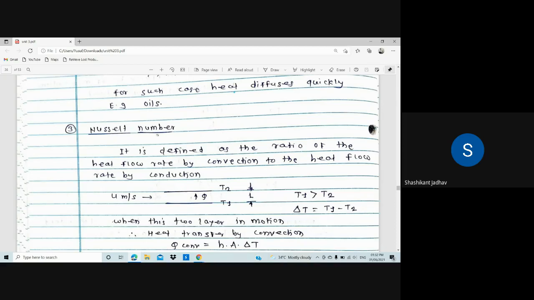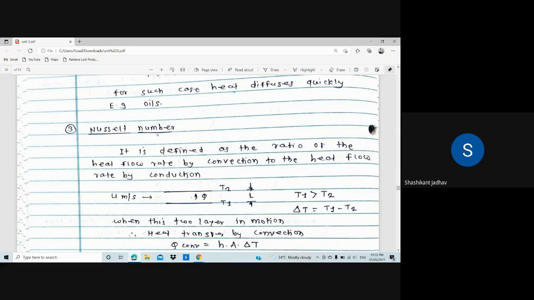Okay, so these are the significance of the Prandtl number. Then write down the third number, that is Nusselt number. Write down the definition of Nusselt number. It is defined as the ratio of the heat flow rate by convection to the heat flow rate by conduction.